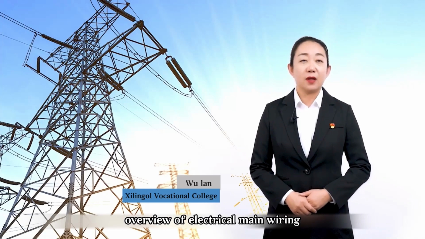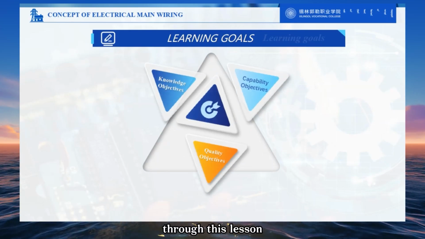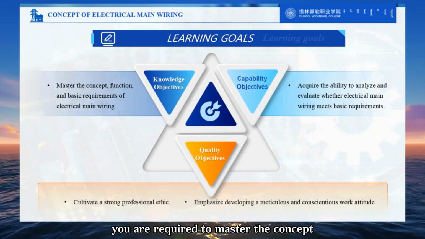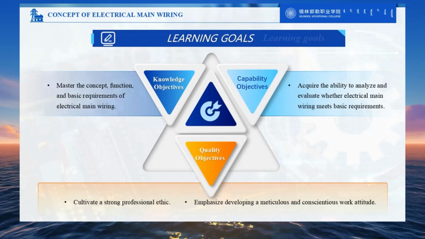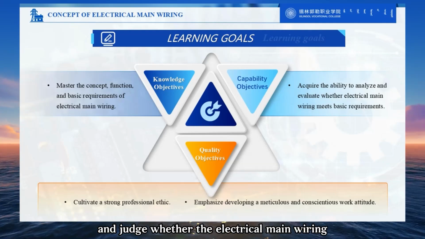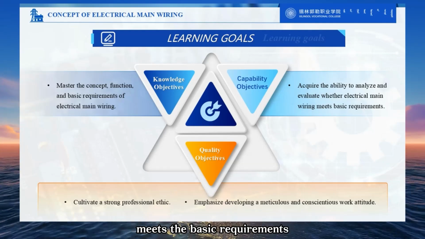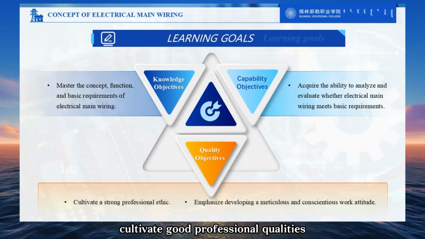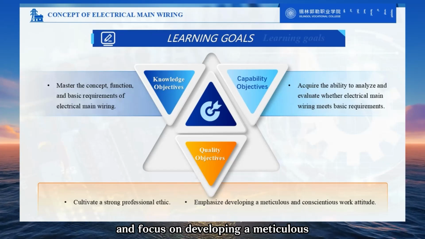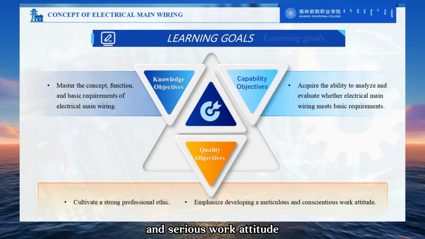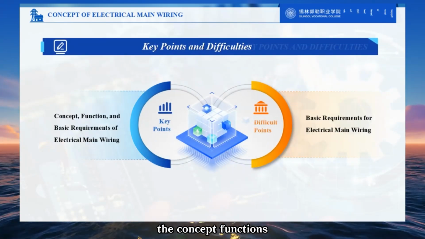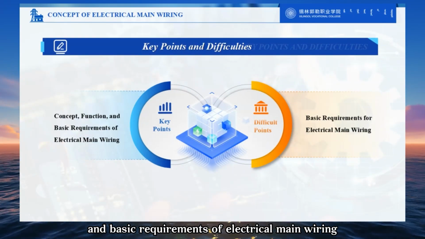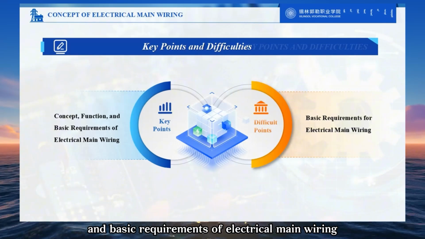Overview of electrical main wiring. Through this lesson, you are required to master the concept, functions, and basic requirements of electrical main wiring. Be able to analyze and judge whether the electrical main wiring meets the basic requirements. Cultivate good professional qualities and focus on developing a meticulous and serious work attitude. The key and difficult points of this lesson are the concept, functions, and basic requirements of electrical main wiring.